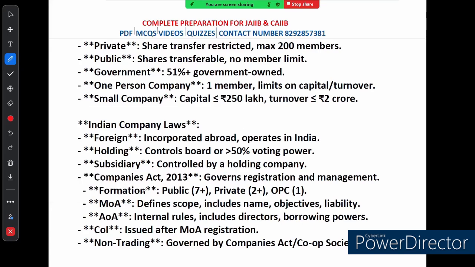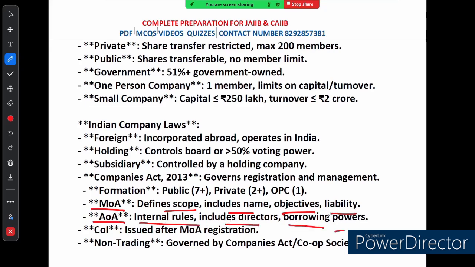Now if we talk about formation: public company needs a minimum of 7 members, private company a minimum of 2 members, and OPC a minimum of 1 member. Now if we talk about MOA, the Memorandum of Association, it defines the company's scope, name, objective, and liability.